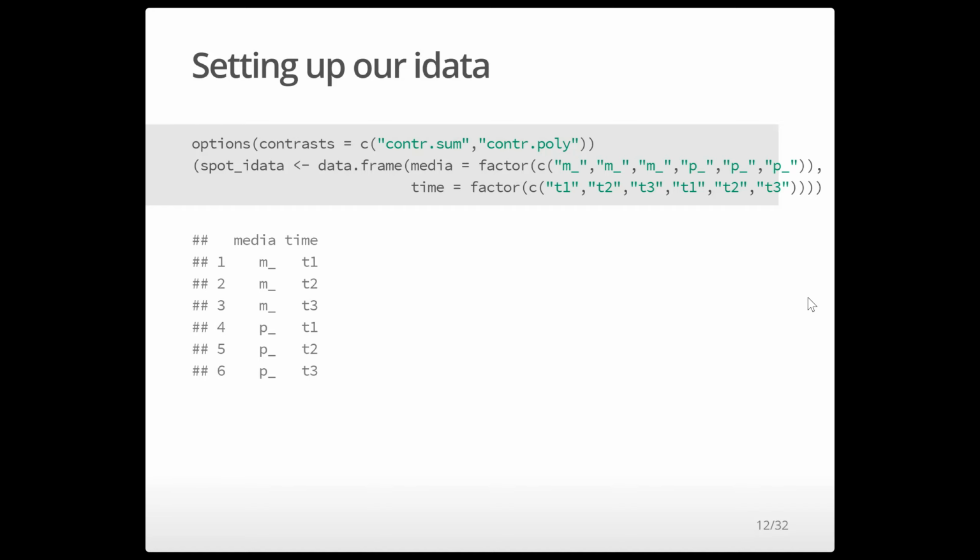So set my contrast, and then I'm going to build my iData. You see, I'm just creating one factor called media, that's just MMM, then PPP, and then another called time, which is T1, T2, T3, T1, T2, T3. So we see that this is just a representation of our column names, and they're just separated out by prefix and suffix.